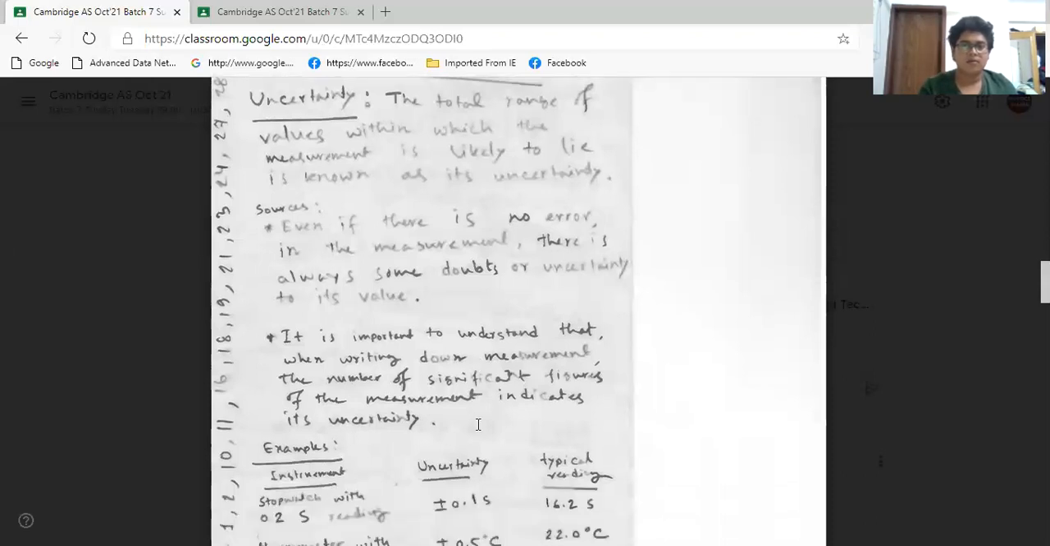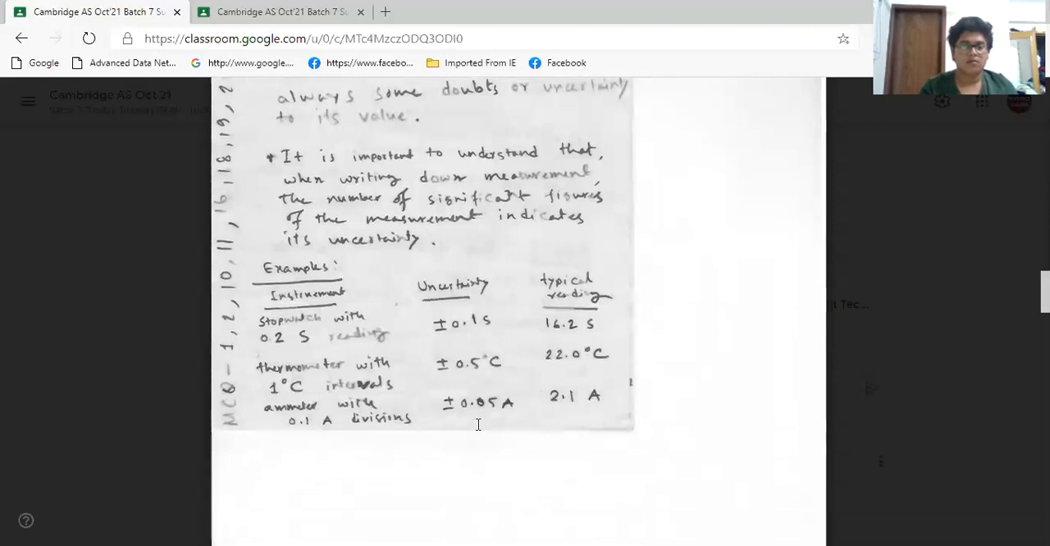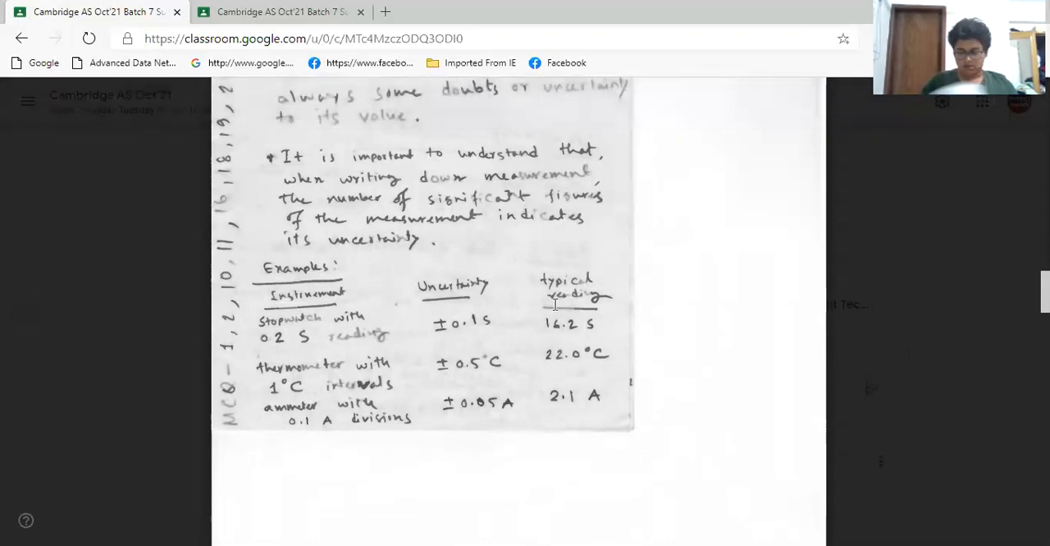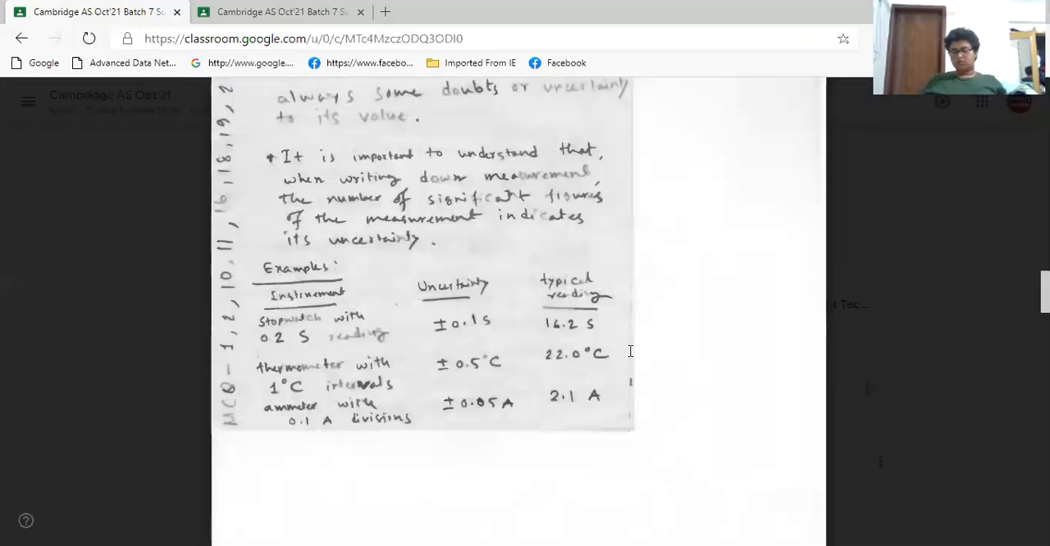Now we have another important thing. You wrote this, right? Yes, sir. Examples are all written: instrument, uncertainty, and typical reading. You are really great. Mashallah, you are doing beyond my imagination. Okay, look here: instrument, uncertainty, and typical reading. What does typical reading mean?